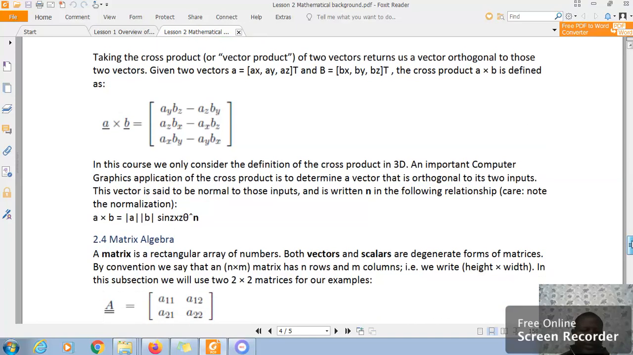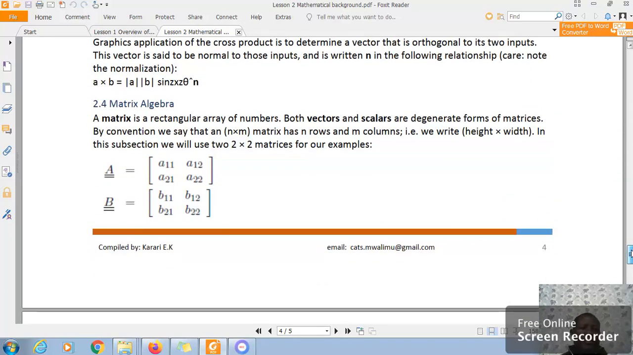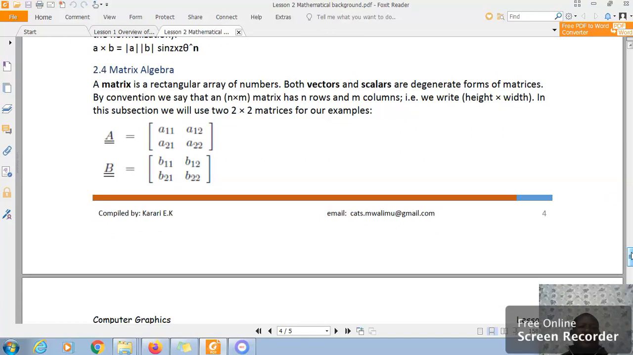So thank you. We are going to have a look at the matrix algebra. A matrix is a rectangular array of numbers. I think we have used matrices. If we have not used them, then we must have learned them in mathematics. Both vectors and scalars are degenerate forms of matrices. In other words, they are derived from matrices.